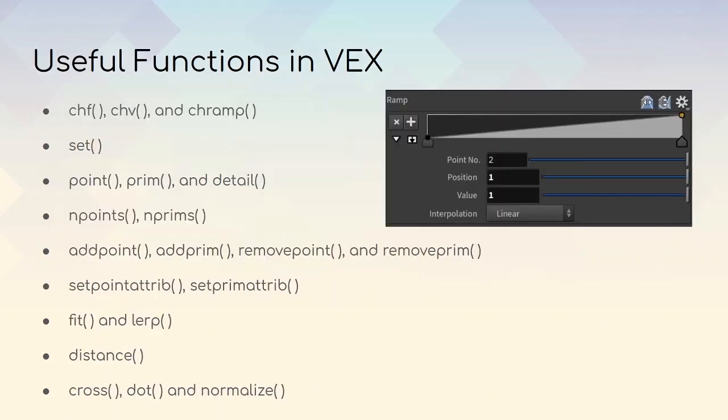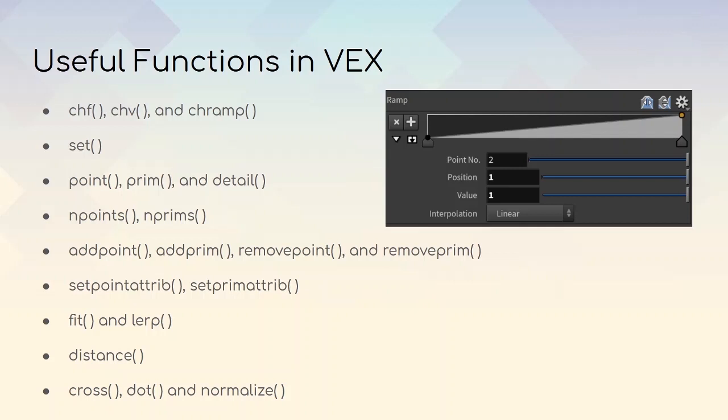Here are some functions that I wish I knew when I was first starting out in Houdini. CHF, CHB, and CHRAMP create channels for floats, vectors, and ramps. Channels are like properties or sliders, or as you can see in the top right image, a ramp that lets you edit data and see it live in the scene view.